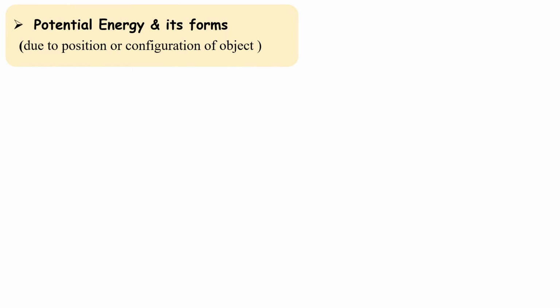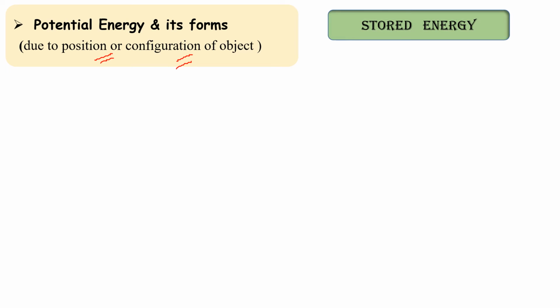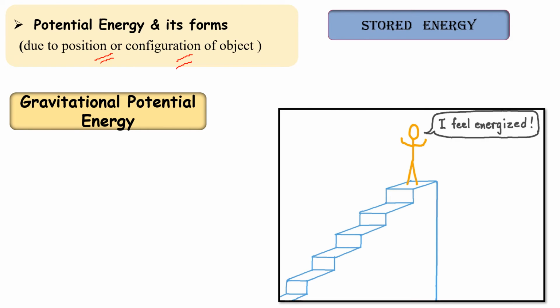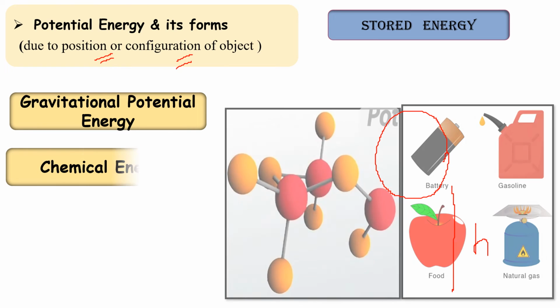Now let's understand potential energy and its forms. We know potential energy is the energy possessed by the object by virtue of its position or the configuration of the object. Potential energy is basically the stored energy. Now there are different forms of potential energy. The gravitational potential energy is the energy possessed by an object due to its position above the ground. In this case, the boy is standing at some height h above the ground. So the energy possessed by the boy is called the gravitational potential energy.